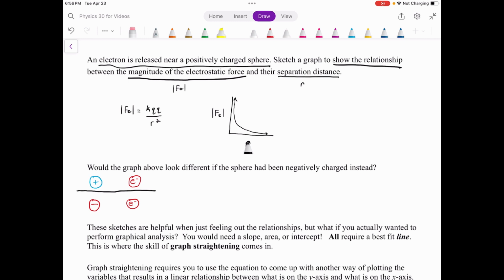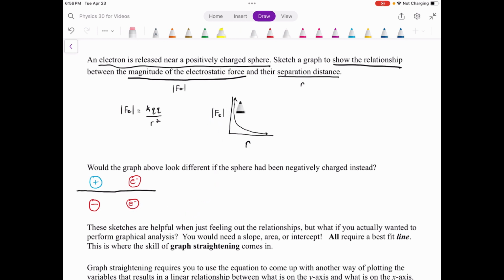And the answer is no, it wouldn't, right? Sure, in this case, that electrostatic force would be repulsive, and in this case, it would be attractive. But it doesn't change the fact that the equation to calculate both is kq1q2 over r squared. If we move this closer, the force will be stronger. If we move this closer, the force will be stronger. If we move this further, the force will be weaker. If we move this further, the force will be weaker. It's just that in this case, that force is attractive, and in this case, that force is repulsive.